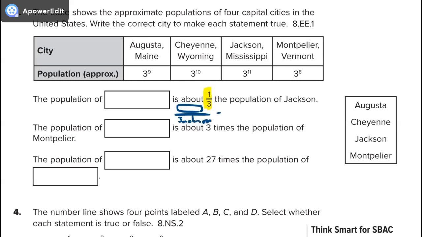Okay, so as we know, based on the table, the population of Jackson is 3 to the 11 power. And the population of a city on top, which we're looking for, after we reduce the math problem, we should end up with 1/3. So my question for you is, what number should I put on top so that it divided by 3 to the 11 power gives you 1/3?